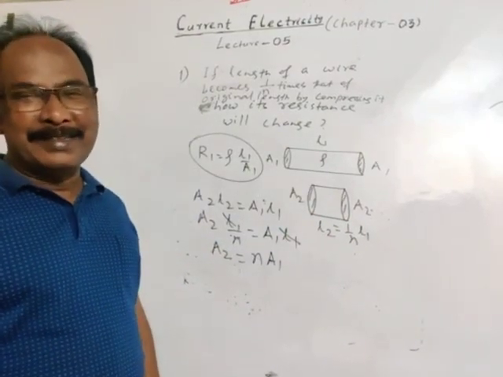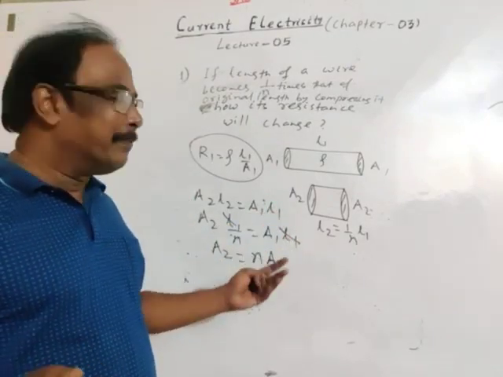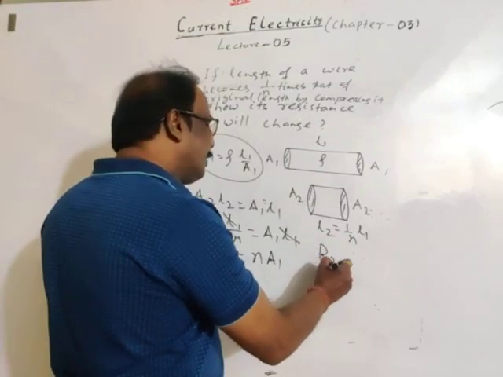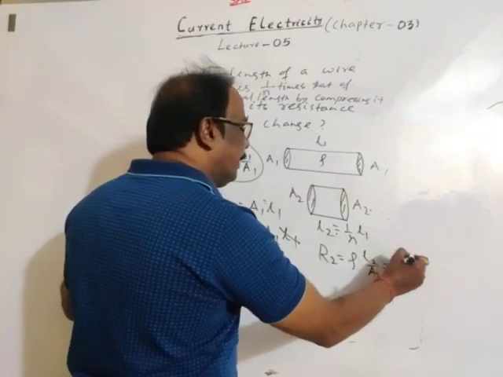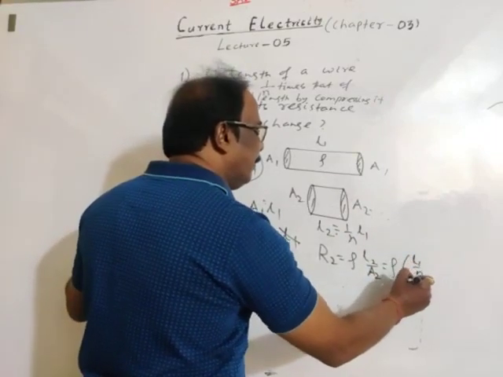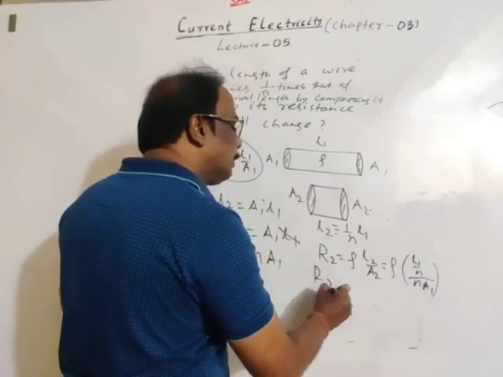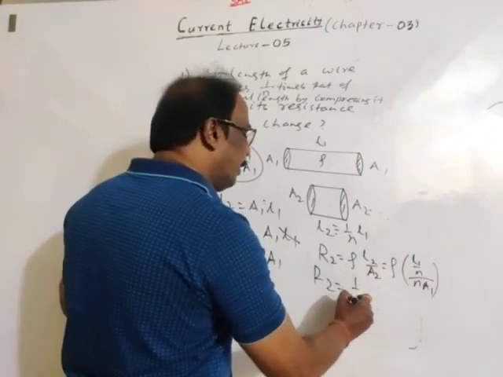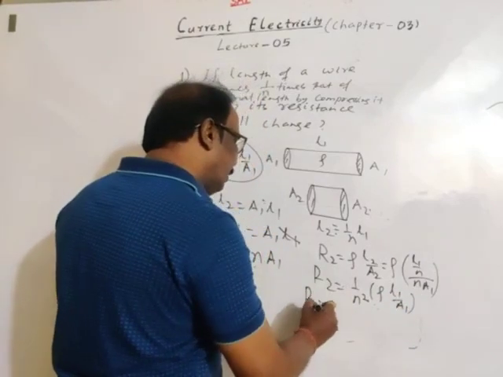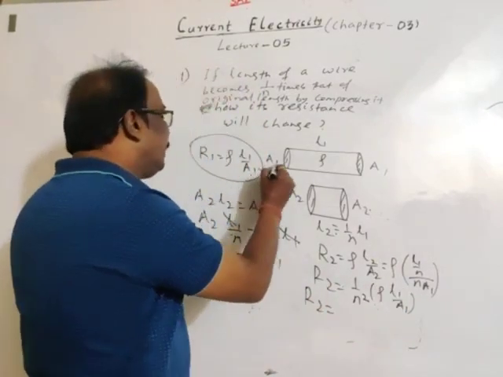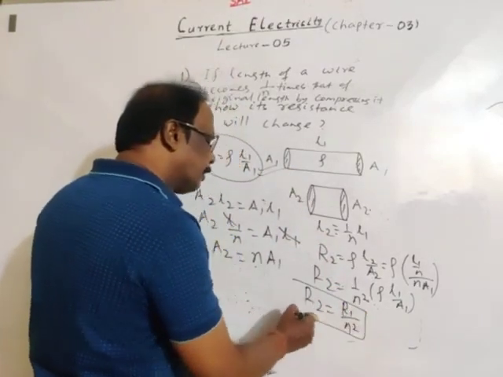The length increases n times, then the area of cross section decreases n times so as to keep the volume constant, and now the final resistance is rho L2 by A2. In place of L2 we may write L1 by n, in place of A2 we may write n A1, and R2 is equal to 1 by n square into rho L1 by A1. Here rho L1 by A1 is the initial resistance, so the final resistance is R1 by n square. This is your answer.